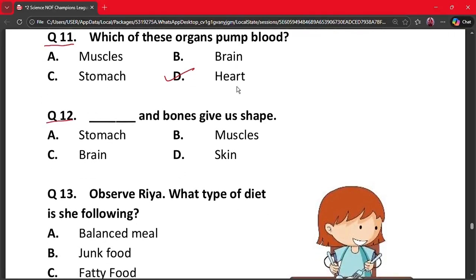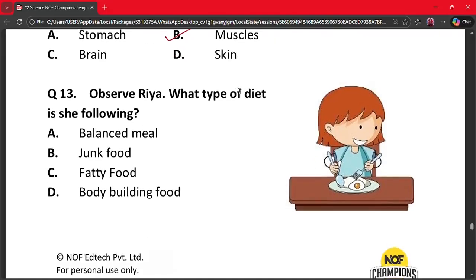Question number 12. Flesh and bones give us shape. A. Stomach, B. Muscles, C. Brain, and D. Skin. The correct answer is option B, that is muscles. Muscles along with bones give shape to our body. They also help in movement. So the correct answer is option B.